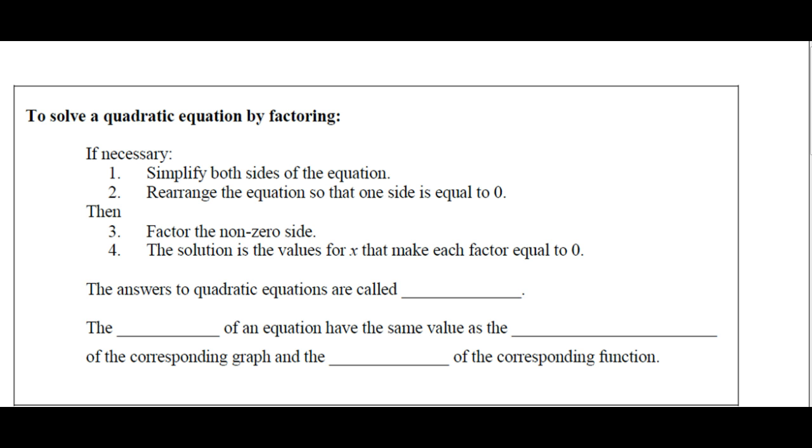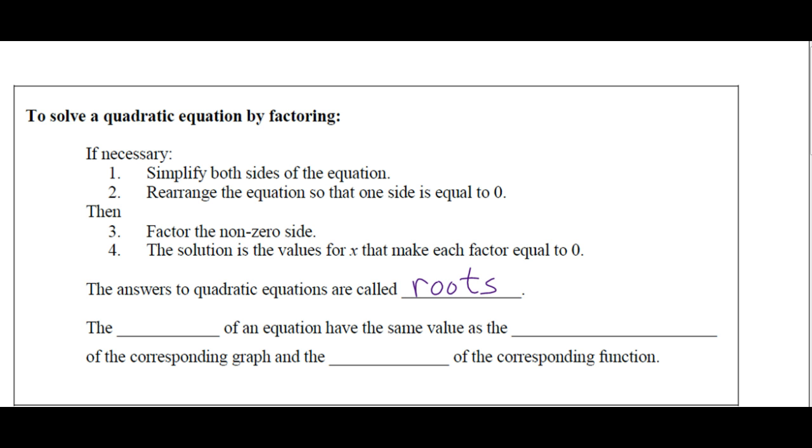Simplify both sides. Rearrange the equation so one side is equal to 0. Factor the non-zero side. You can't do much with the side that's 0. The solution is the values for x that make each factor equal to 0. The answers to quadratic equations are called, I don't know what they want here. There's various different names. I'm going to go with roots.